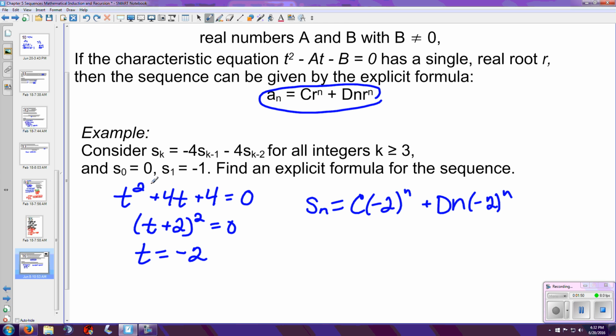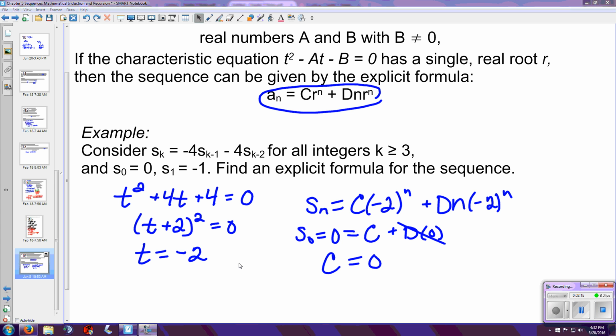If they've given us our initial values here, S0 and S1, let's plug some stuff in. So S0 is 0, which equals c times this to the 0, which is 1, plus d times 0 plus this, which is 1. So this just goes away. So we know right off the bat that c is equal to 0. Now let's use what we know about S1 to finish solving.